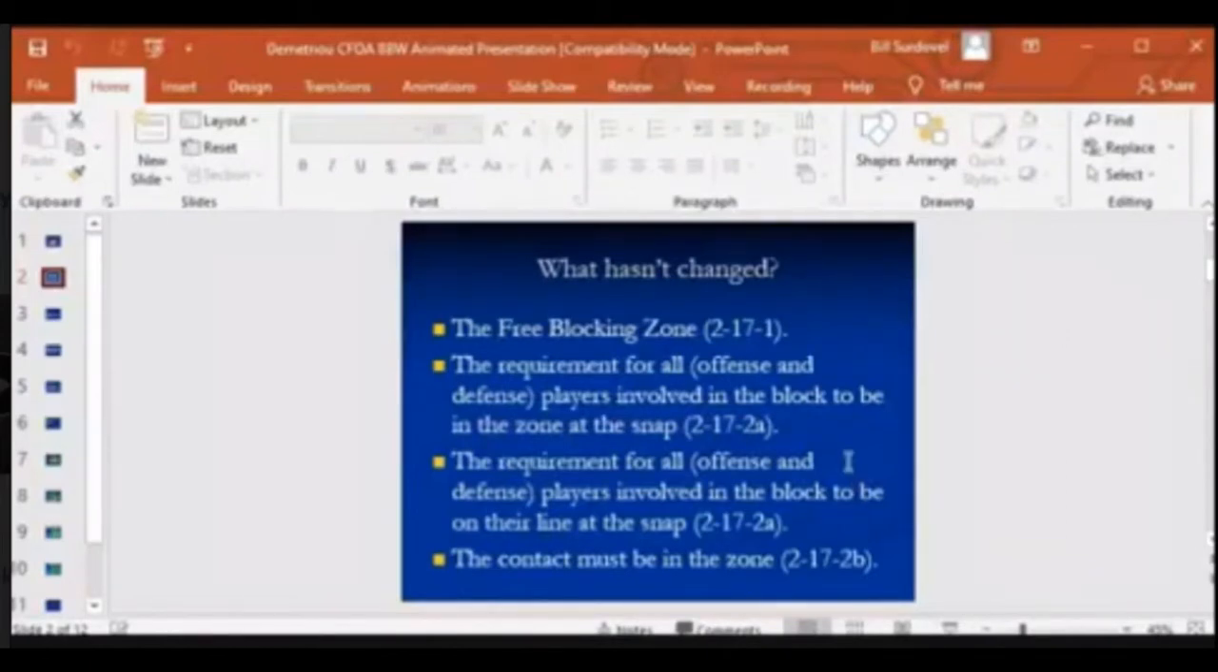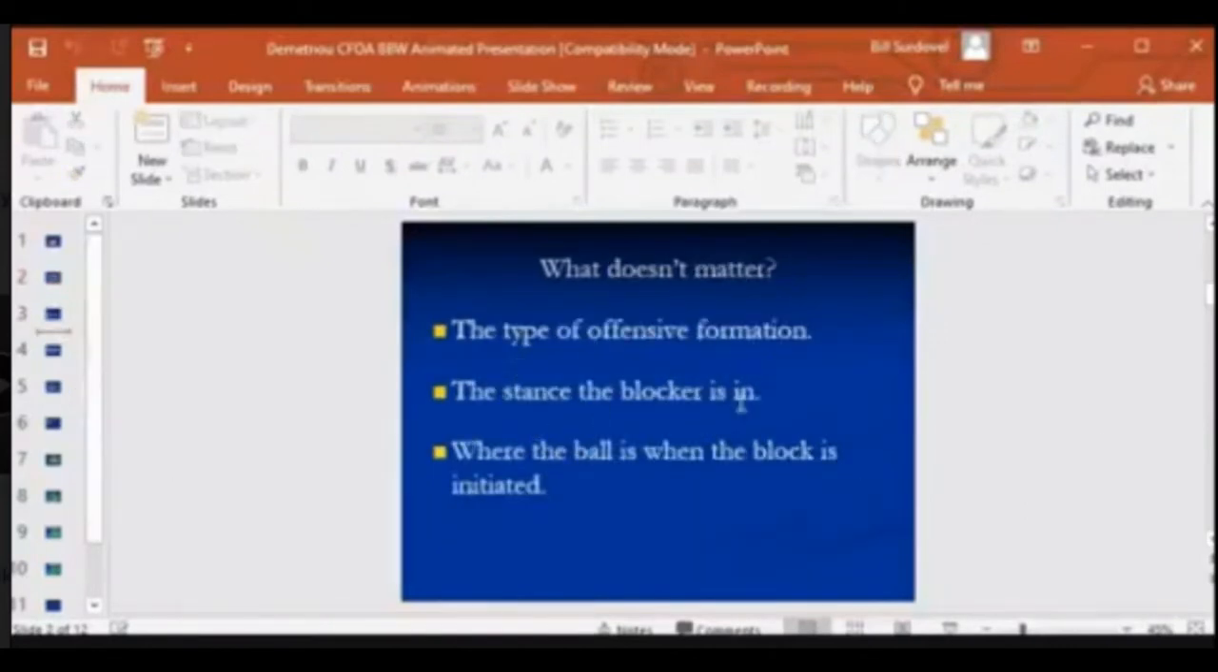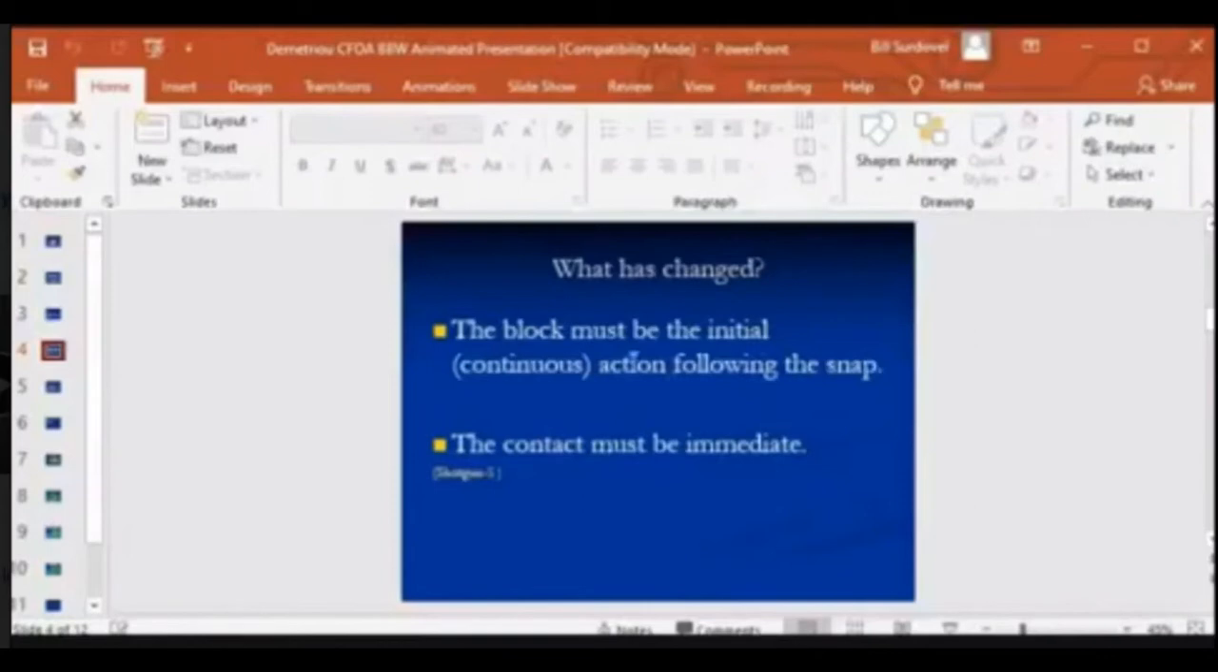So what hasn't changed, or what doesn't matter, last year this mattered. When we talked last year about the stance the blocker's in, we probably told you guys last year that if a player was in a 2-point stance, that he could not cut because we didn't think that it would allow the initial block to be thrown immediately. We think now, put it this way, they've taken that rule out. So what's changed is it's going to be the initial continuous action. And that changes a lot for us because it allows us to just kind of see nobody can stand up.